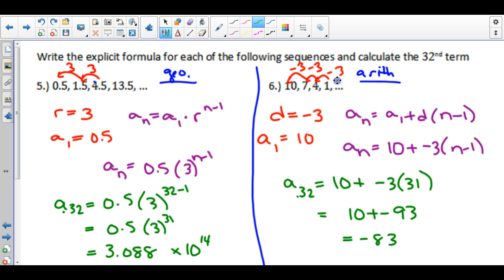And just a way to quick check to make sure you did your order of operations right, since the numbers are decreasing, it looks like we would end up with a negative number for the 32nd term, because right after this one, your next term would be a negative number, and everything after that would also be negative. So that means that your 32nd term is -83.